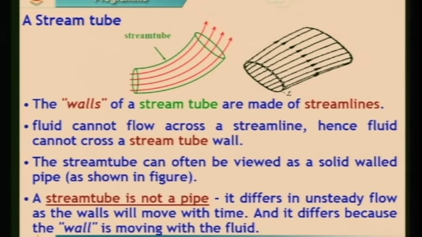It means if there is a pipe here, that pipe is nothing but the streamline. A stream tube is not a pipe. It differs in unsteady flow. If it is a steady flow, it will remain the same always. But if it is an unsteady flow, the stream tube keeps on changing every instant of time. So a stream tube is a very important concept which is made of streamlines only, but it will change every instant of time for an unsteady flow. It will remain the same for steady flow, right.